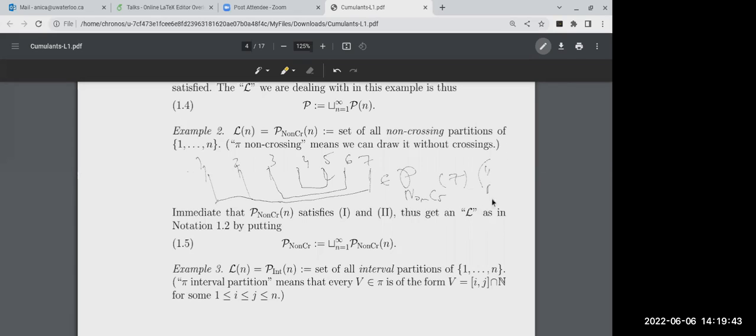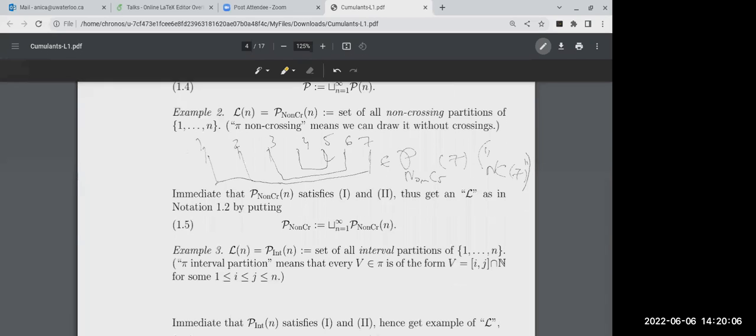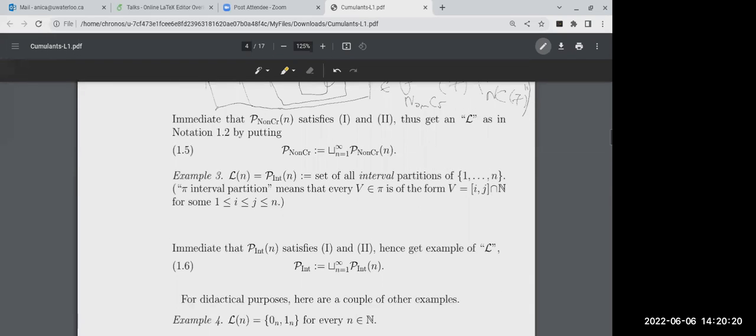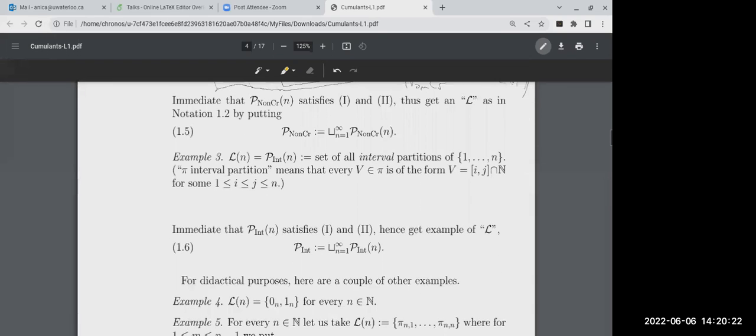This is normally denoted as NC of 7. This is how you see it everywhere. But for this meeting, NC stands a lot for non-commutative. So let's respect the non-commutative initials, and also it's nicer to have this calligraphic P for all these sets of partitions. So I'm going with P non-crossing. This is the set of non-crossing partitions. And the third important example, the interval partitions.